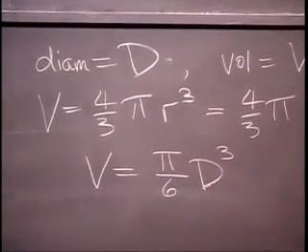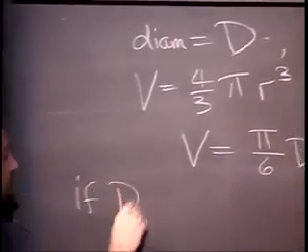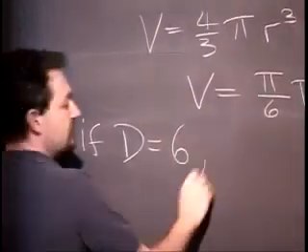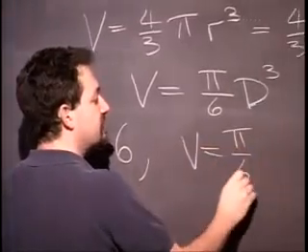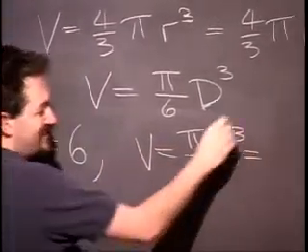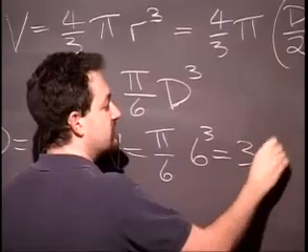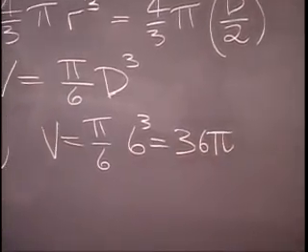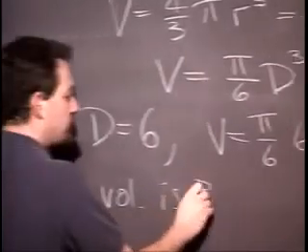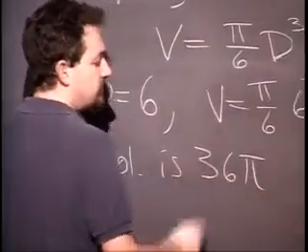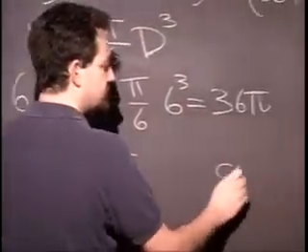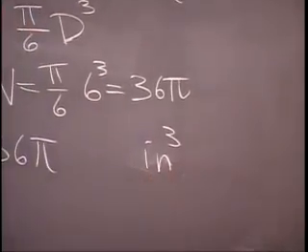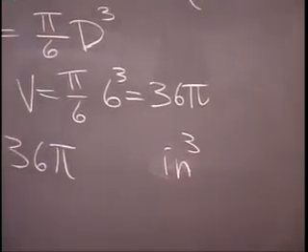Okay, so if D is equal to 6, that's the diameter which we've measured, volume is pi over 6 times 6 cubed, and we get a bit of cancellation, and it turns out to be 36 pi. Now, so the volume is 36 pi cubic inches. But that would be, there's no calculus, I've just used the formula.